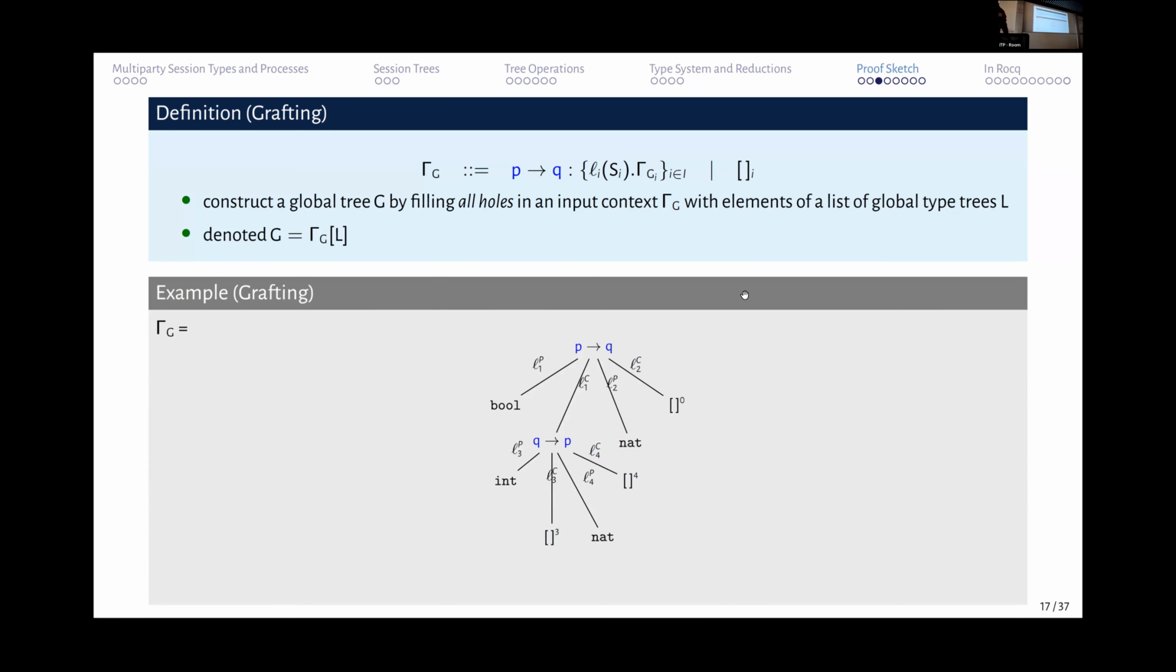To illustrate an example of grafting, you can look at this one, where we just have some communications between P and Q. If we fill in these holes with some global type trees, this corresponds exactly to filling them in with those global type trees based on the index of the holes.